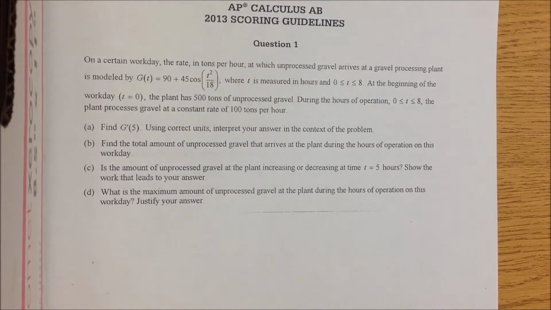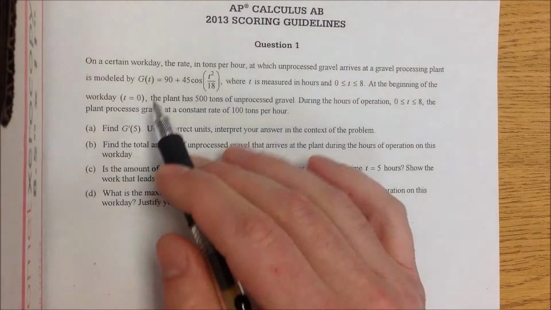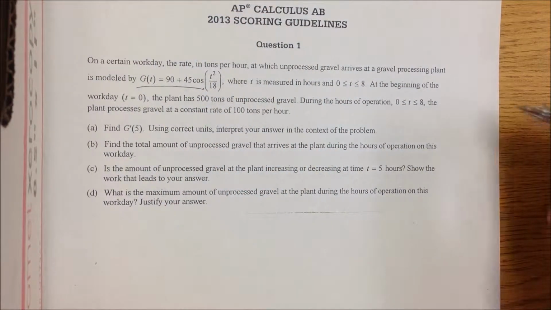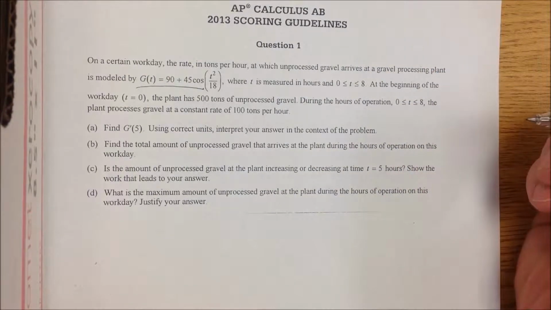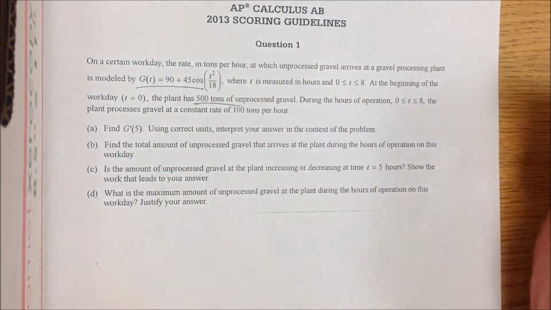2013, question 1 for AB. On a certain workday, the rate in tons per hour at which unprocessed gravel arrives at a gravel processing plant is modeled by G, where t is measured in hours and the interval is 0 to 8. At the beginning of the workday, the plant has 500 tons of unprocessed gravel.